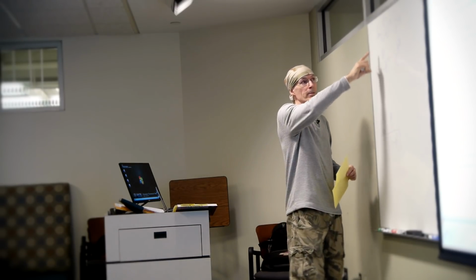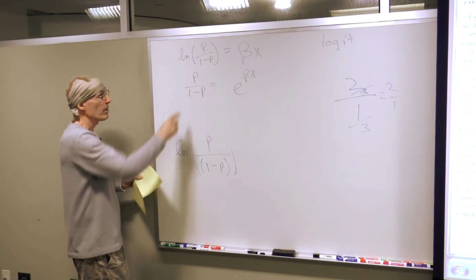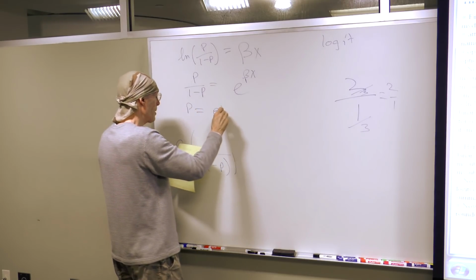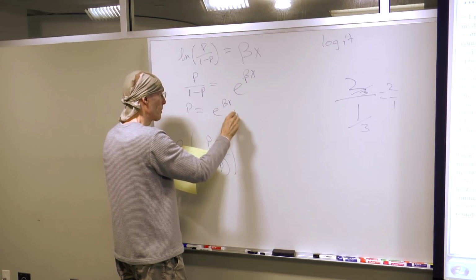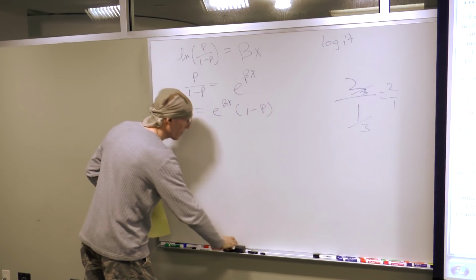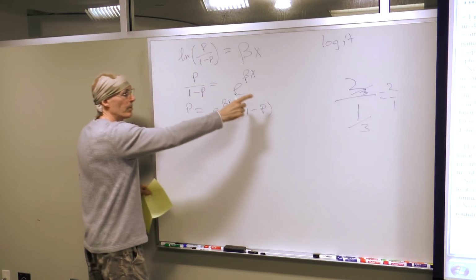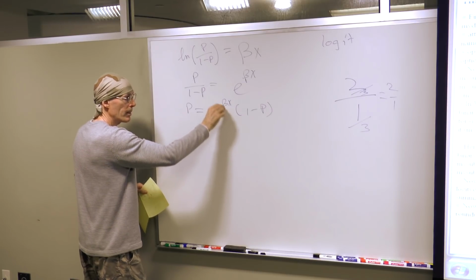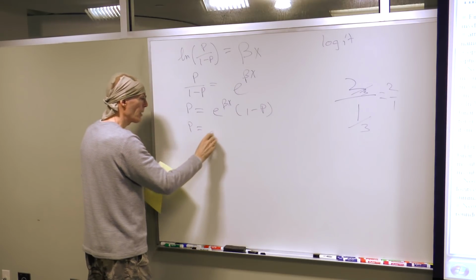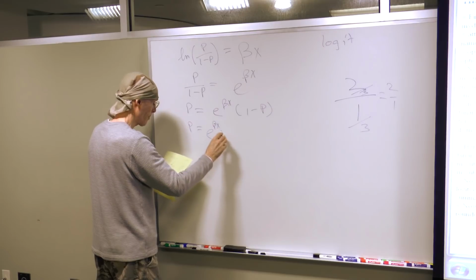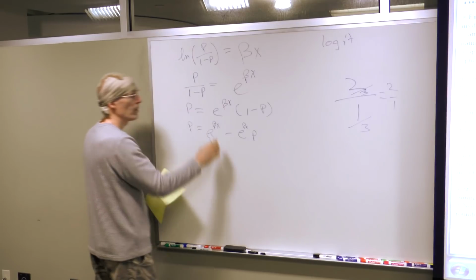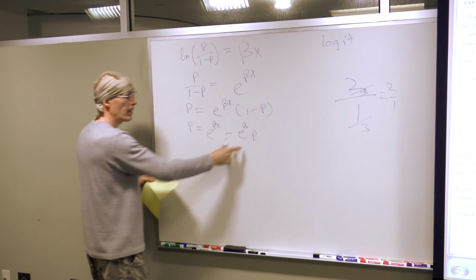So we've done this. We've exponentiated both sides, and now we're going to isolate this p. So we have p is equal to e to the beta x times 1 minus p. So I just multiplied 1 minus p on both sides. Now I'm going to multiply through the brackets here. So we're going to have p equals e to the beta x minus e to the beta x times p.